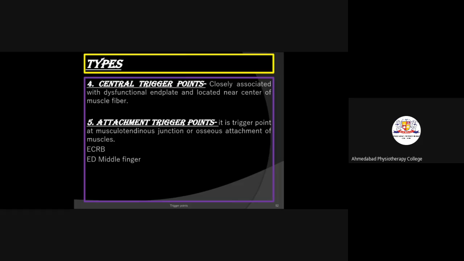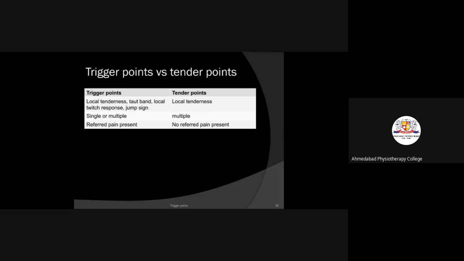There are two more trigger points, central trigger point, which is at the center of the muscle fiber, and attachment trigger point. It will be attached to a musculotendinous junction or a tendo-osseous junction. For example, a tennis elbow. Now this is the difference between trigger and tender point. In trigger point, there is a jump sign and twitch response that we will understand later. In tender point, there is a local tenderness. In trigger point, there is a referred pain presentation, and in tender points there is no referred pain.